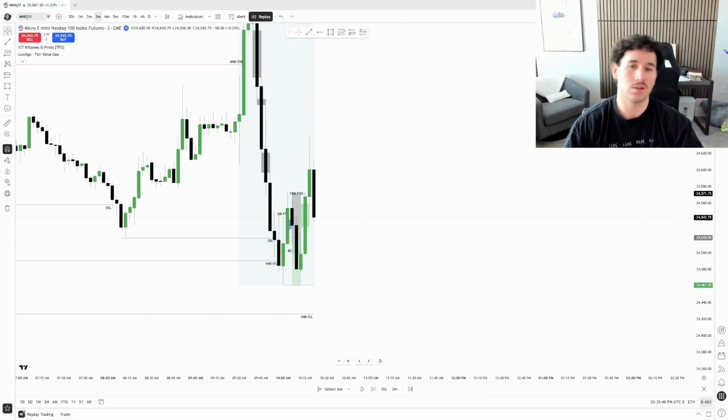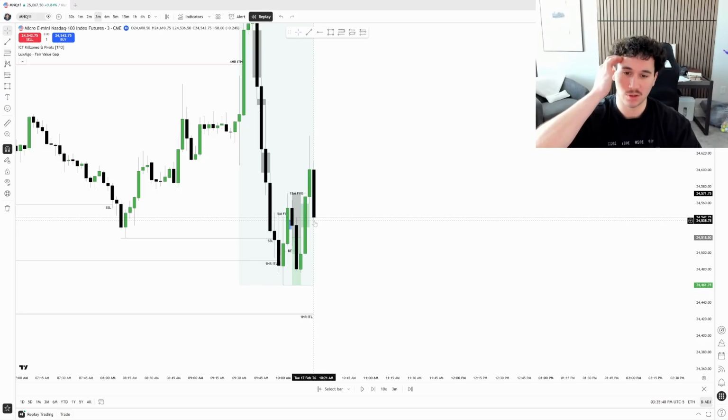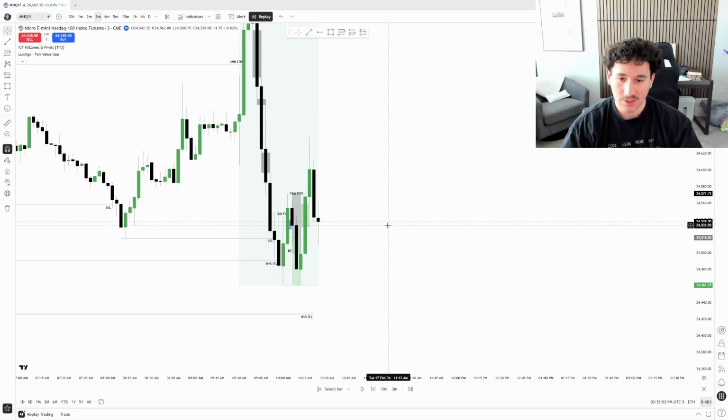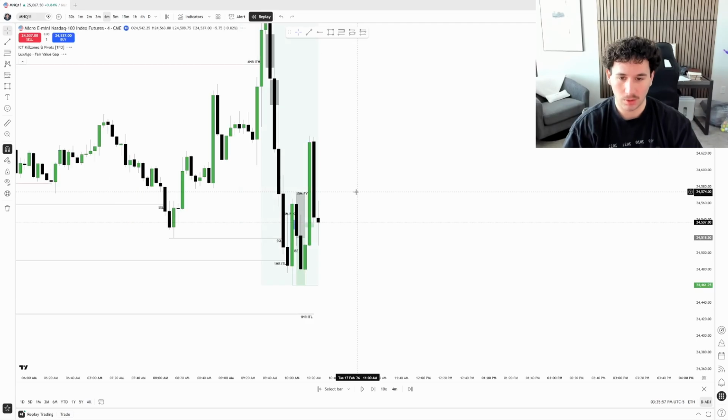It didn't inverse. I was looking to get into this trade. It didn't inverse on this candle. It didn't inverse on this candle. And by the time this candle closed, I believe we opened a 4-minute. So I was looking to take the 4-minute short because that was the highest time frame.